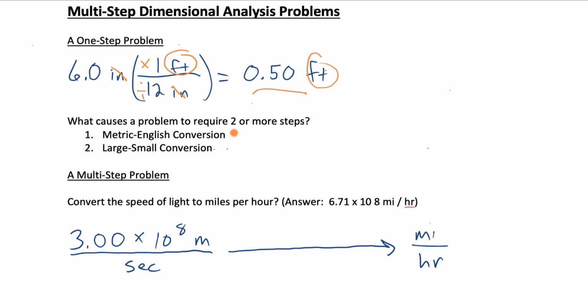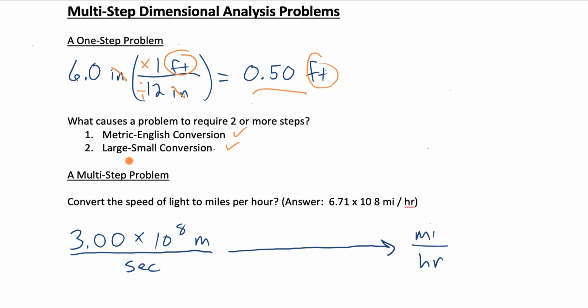It's those two features that actually generate examples where you have multiple steps that you have to go through. Whenever you have a metric to English or English to metric conversion, you're going to have at least one conversion factor there. And then the other aspect that causes a conversion factor to be inserted into a dimensional analysis problem would be when you're dealing with a large value going to a small value, or vice versa. Or you can also think of it as a unit that is more appropriate for measuring large things going to a unit that is more appropriate for measuring small things, or small to large.